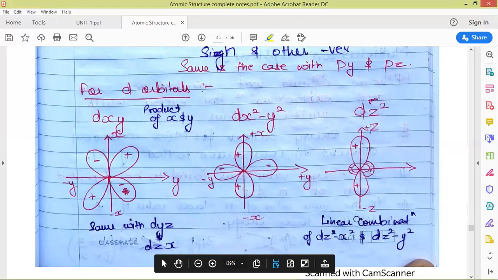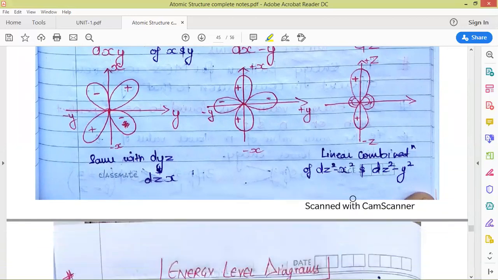So based upon this, z square in both the names is positive. So both the lobes pointing in the z direction are going to be positive, and in the xy plane it has been marked as negative, because the negative sign is associated with the x and the y in the names of which dz square is the linear combination. So based upon this, the signs have been assigned to different lobes.